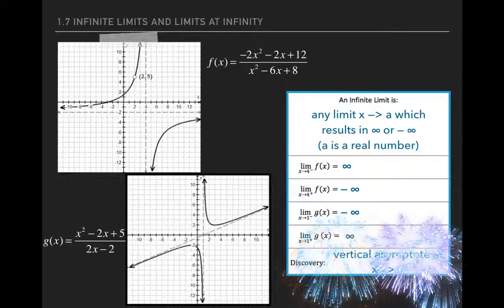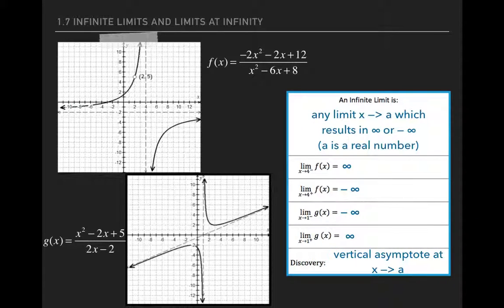So when you have an infinite limit, that is going to result in a vertical asymptote at that particular x value, x being your a value, the place where your graphs are going to infinity or to negative infinity.